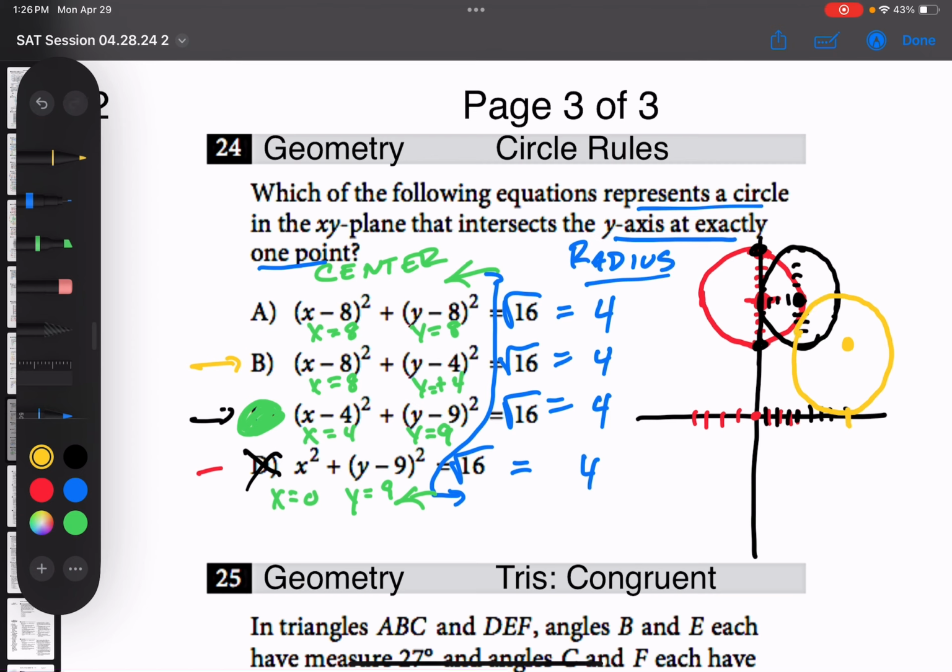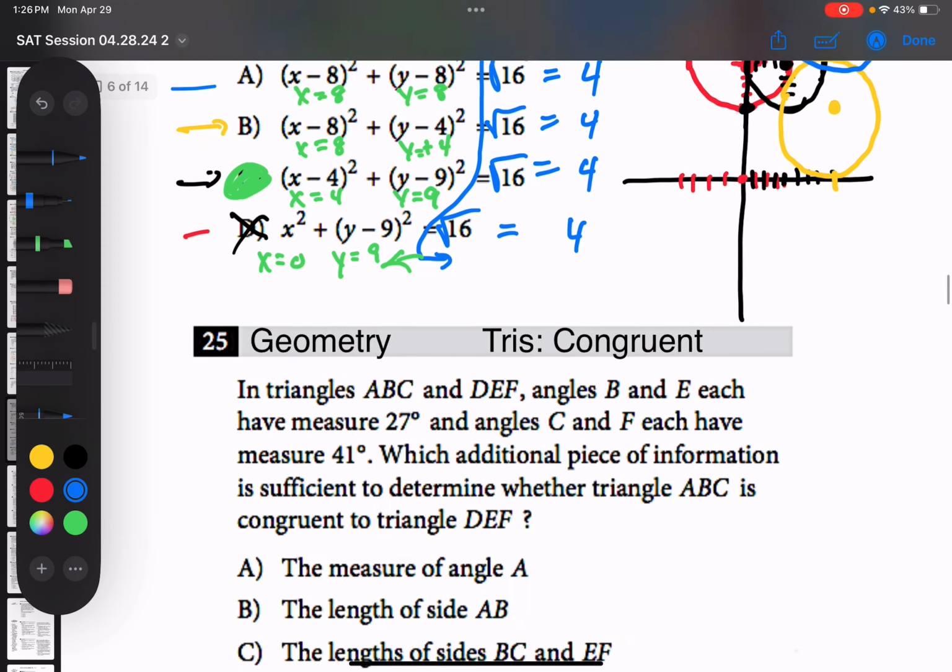And if I did answer choice A, that's 8 and 8. X equals 8, y equals 8. So it'd be all the way up here to the center of my circle, but the radius would go something like this. And that's not even touching the x or y coordinates, so therefore C is the best answer.